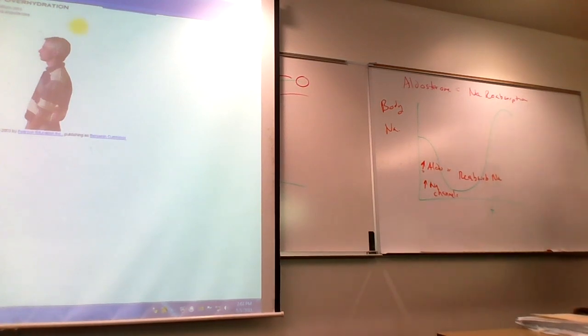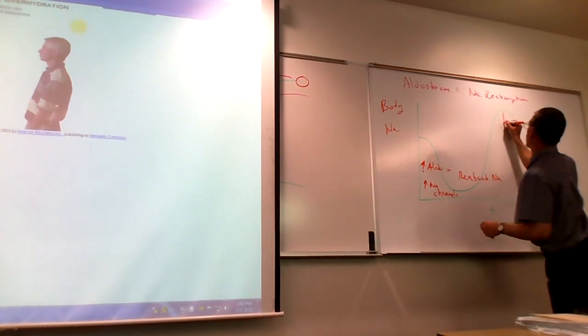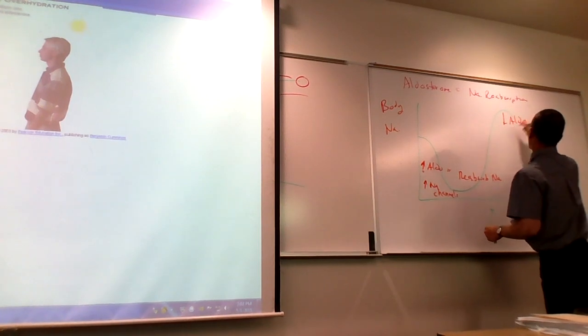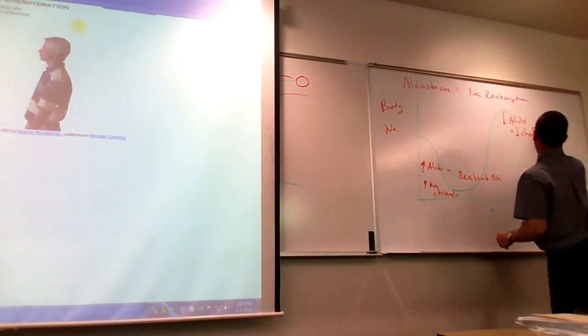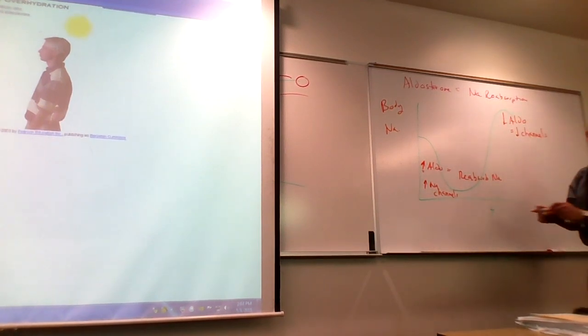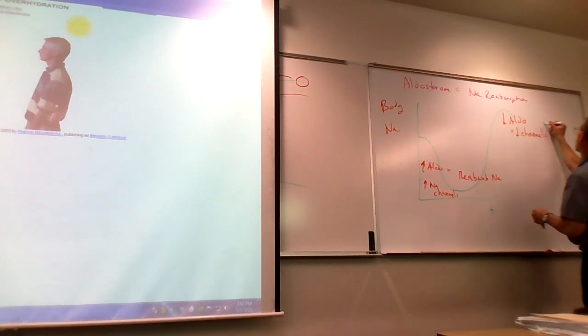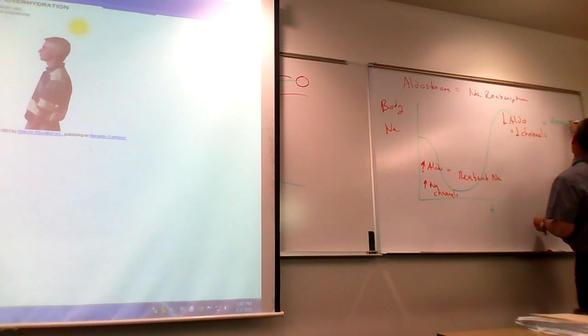Let's say you have too much sodium. You went to McDonald's, had way too many fries. How can I get rid of all that salt? Lower aldosterone, which would remove my channels, and therefore I would do less what? Less reabsorption. Reabsorb less.